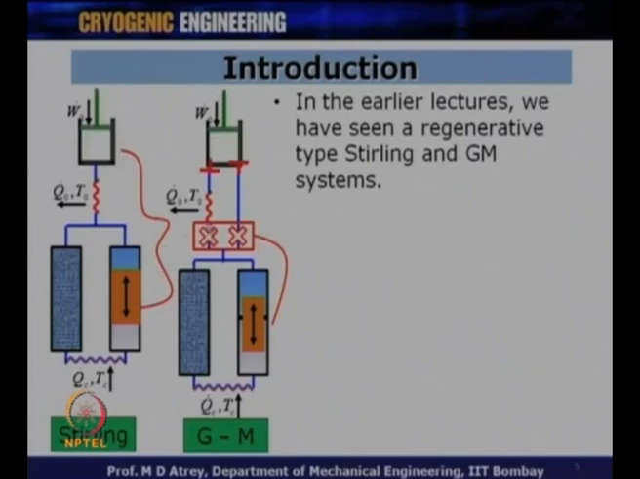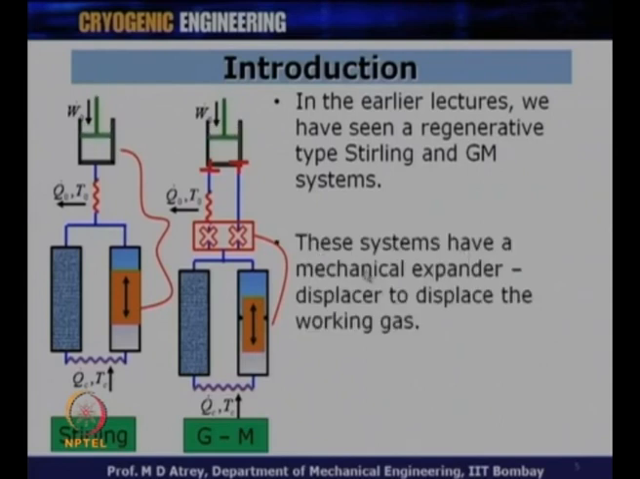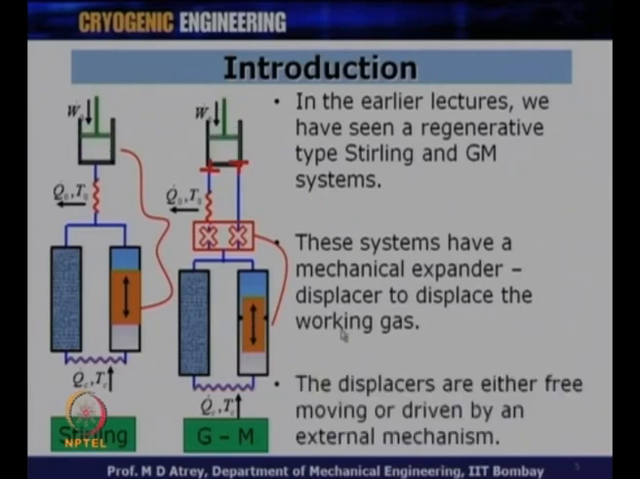While in a GM cryocooler, you have a valve mechanism between the compressor piston and the expander, and there is a phase difference not between the displacer and the piston, but between the valve mechanism and the displacer, which is moving at a relatively low frequency in a GM cryocooler. These systems have a mechanical expander displacer to displace the working gas. In both these systems, we have one component moving in the expander. We have a displacer moving here at high frequency, and a displacer moving here at a low frequency of around 1 to 2 hertz in a GM cryocooler. The displacers are either free moving or driven by an external mechanism.